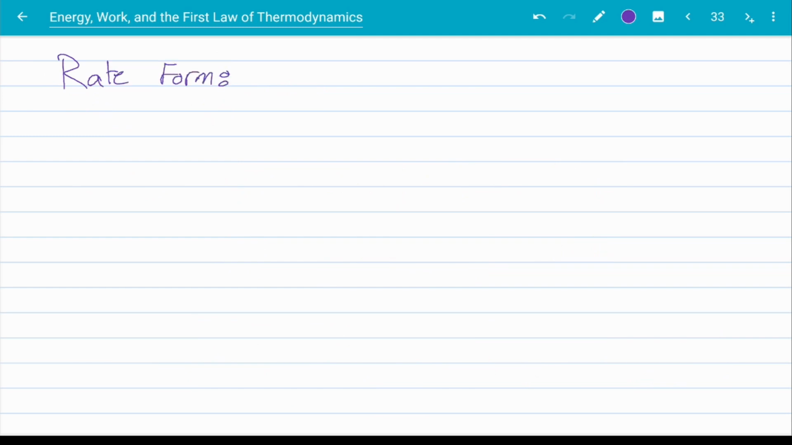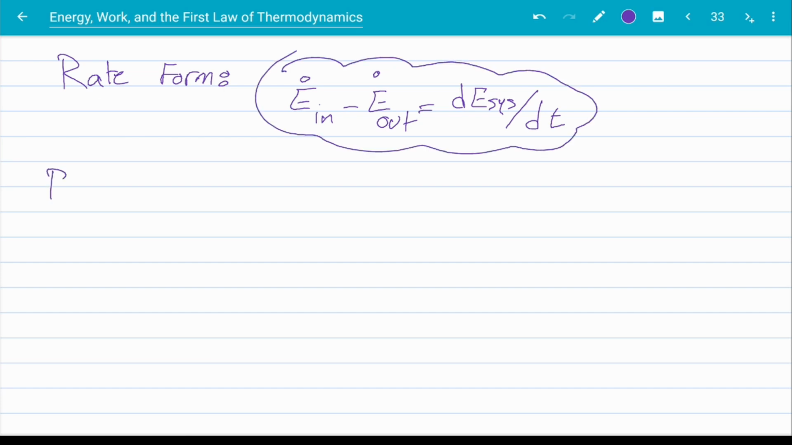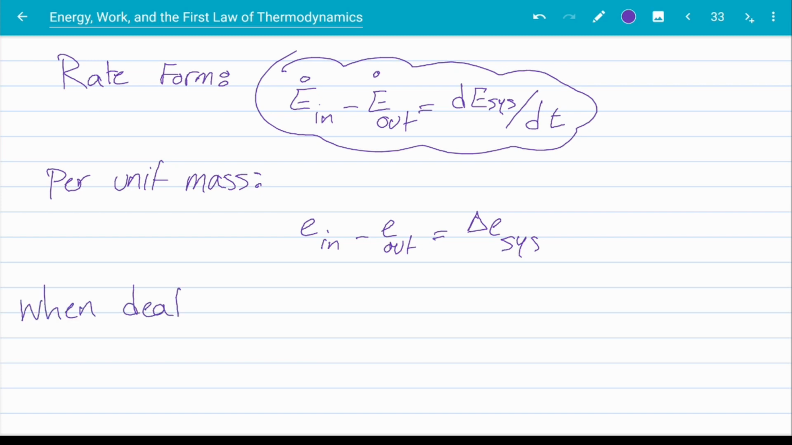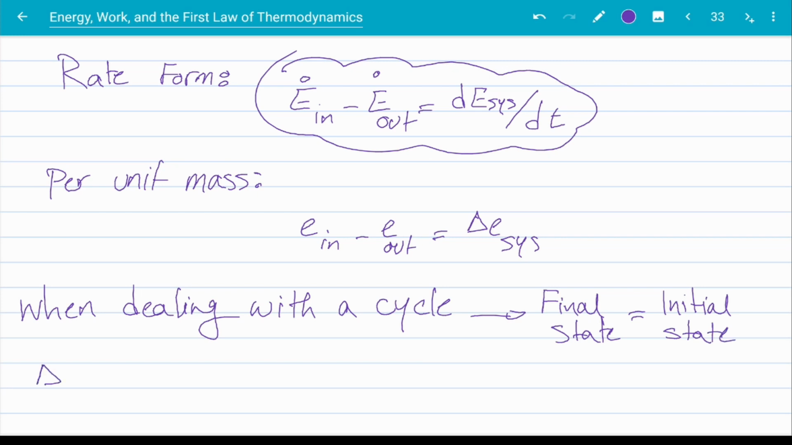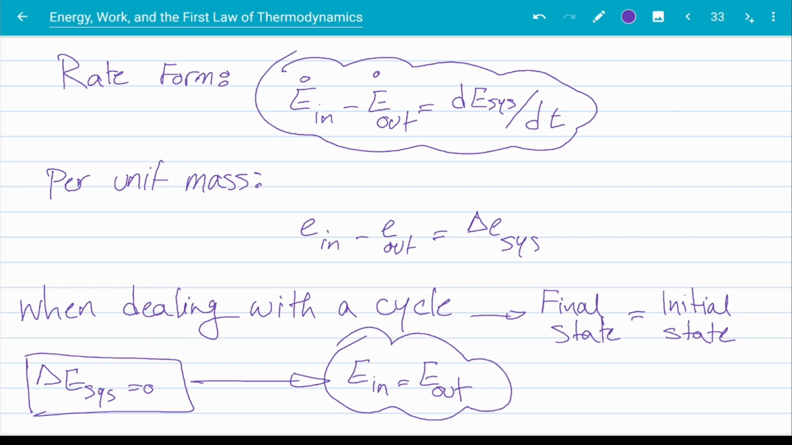Okay, we have the rate form of the first law as well. E dot in minus E dot out is d energy of the system over dt. Per unit mass form can also be written as E in minus E out is delta E of the system. When dealing with a cycle, because the final and initial states of the cycle are the same, delta E of the system is zero. And so energy in is equal to energy out. Whatever you get into the system is equal to whatever you get out of the system.